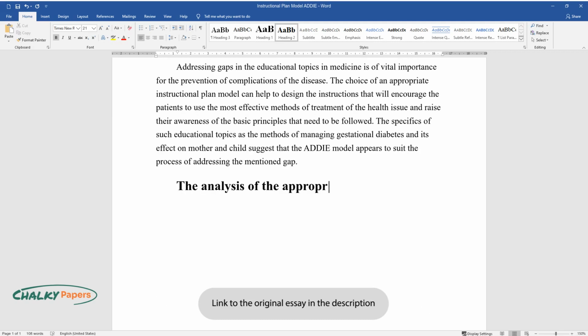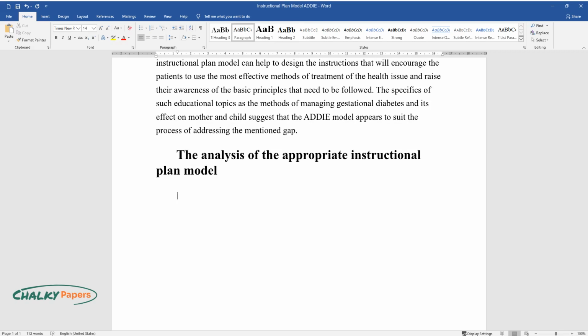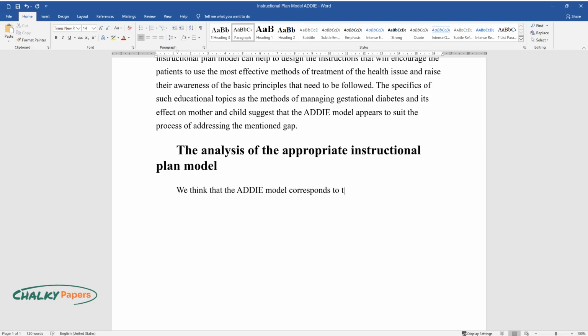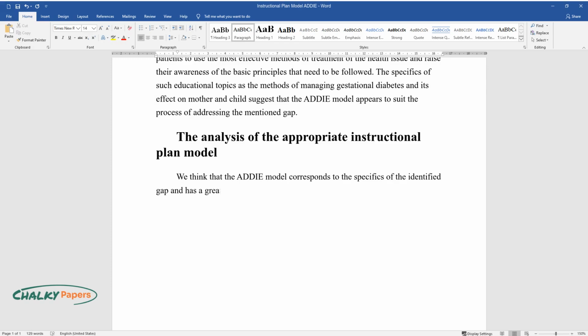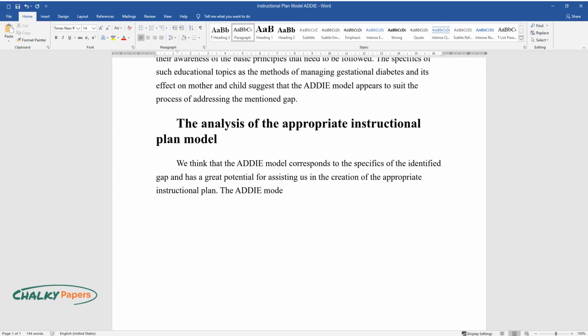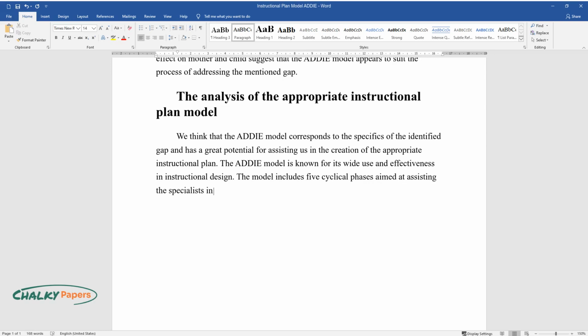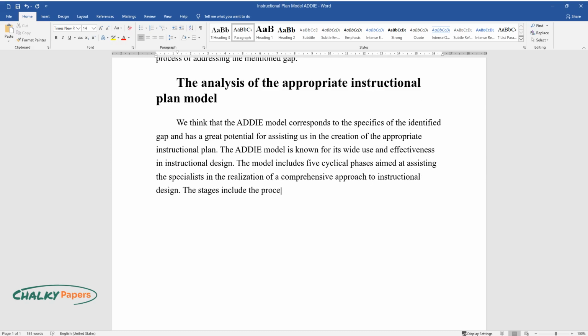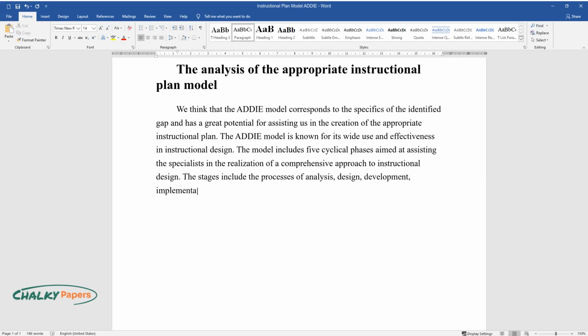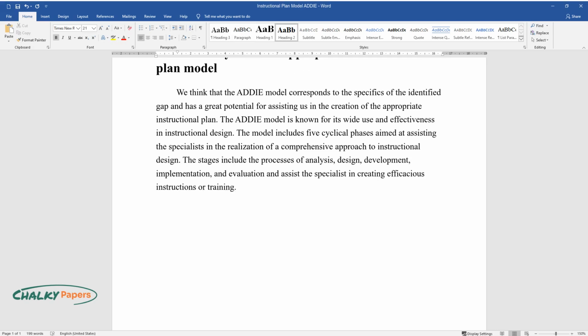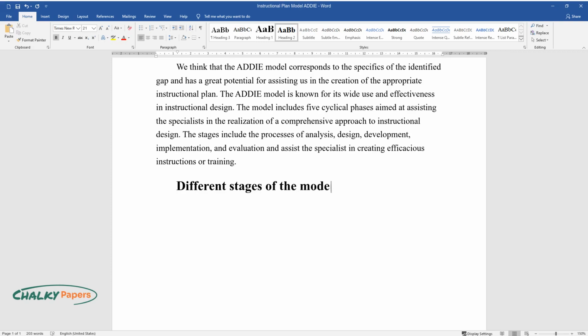The analysis of the appropriate instructional plan model. We think that the ADDIE model corresponds to the specifics of the identified gap and has great potential for assisting us in the creation of the appropriate instructional plan. The ADDIE model is known for its wide use and effectiveness in instructional design. The model includes 5 cyclical phases aimed at assisting specialists in the realization of a comprehensive approach to instructional design. The stages include the processes of analysis, design, development, implementation, and evaluation and assist the specialist in creating efficacious instructions or training. Different stages of the model.